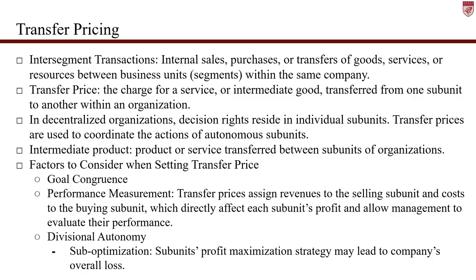Sometimes, if there is too much divisional autonomy, though, there can be goal incongruence, meaning each subunit may gain profits out of these transactions, but for the organization as a whole, it may actually lead to an overall loss or at least a decline in profits. So goal incongruence is also named sub-optimization. It's not optimizing the profits of the overall organization, so it's called sub-optimization.